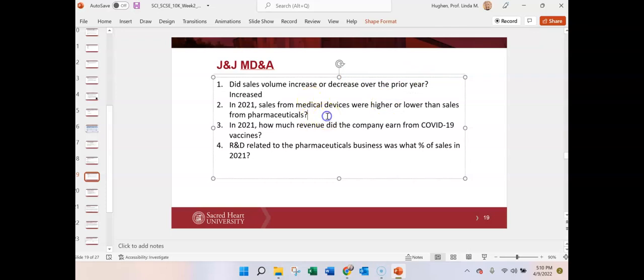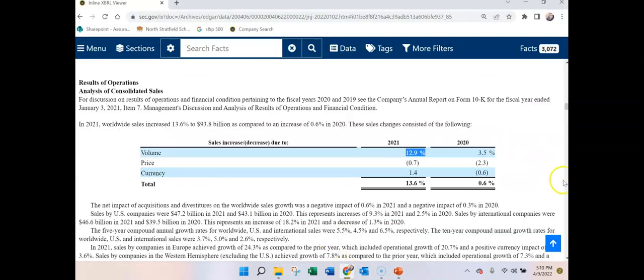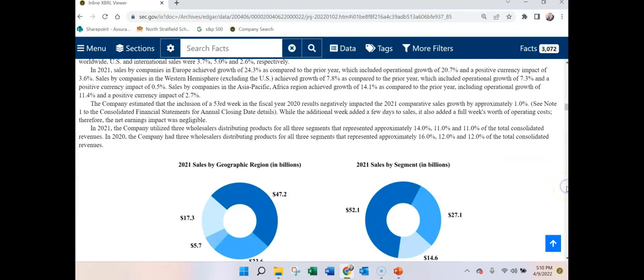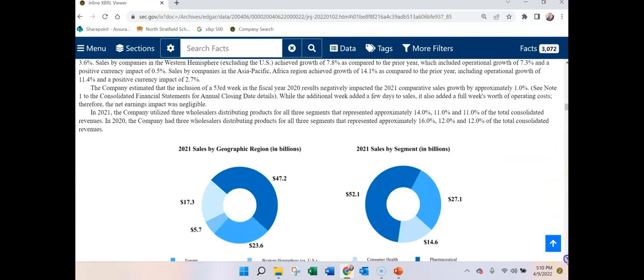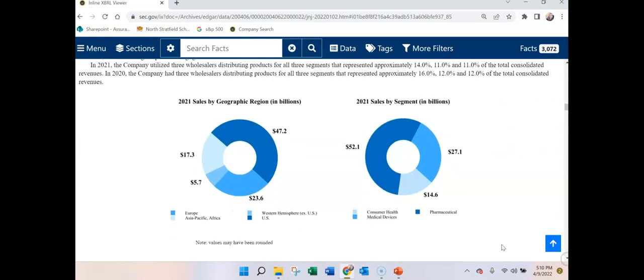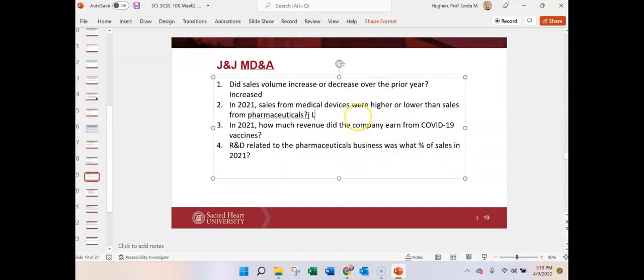In 2021, sales from medical devices were higher or lower than sales from pharmaceuticals. So give me that information, management. Here I see sales by geographic region, and here I see sales by segment. And so our question is, how did sales from medical devices compare to pharmaceuticals? So medical devices, 27.1 billion, and pharmaceutical, 52.1 billion. So medical devices were lower.